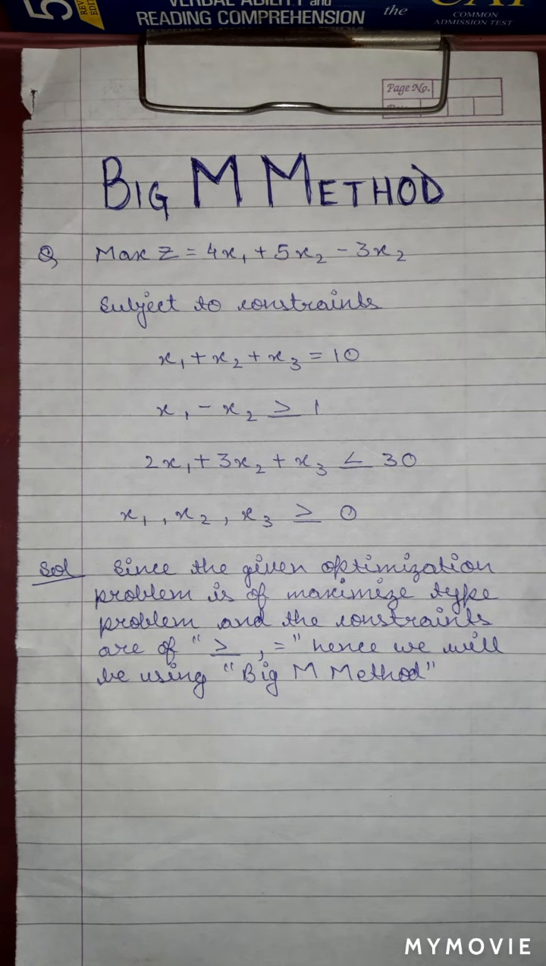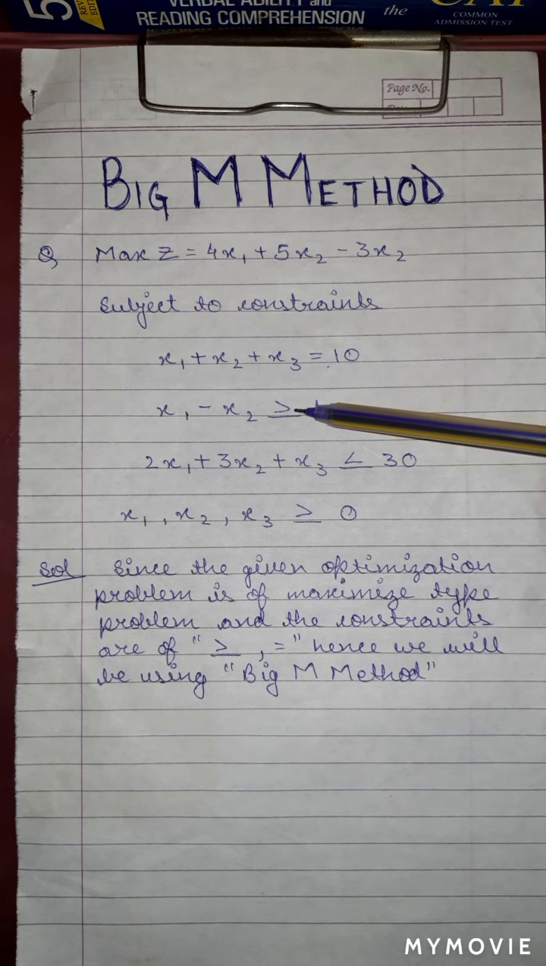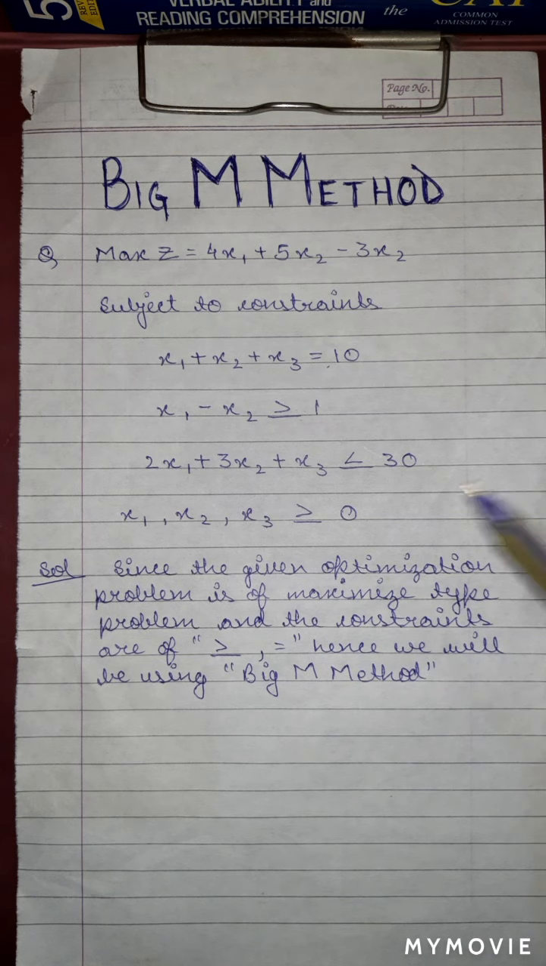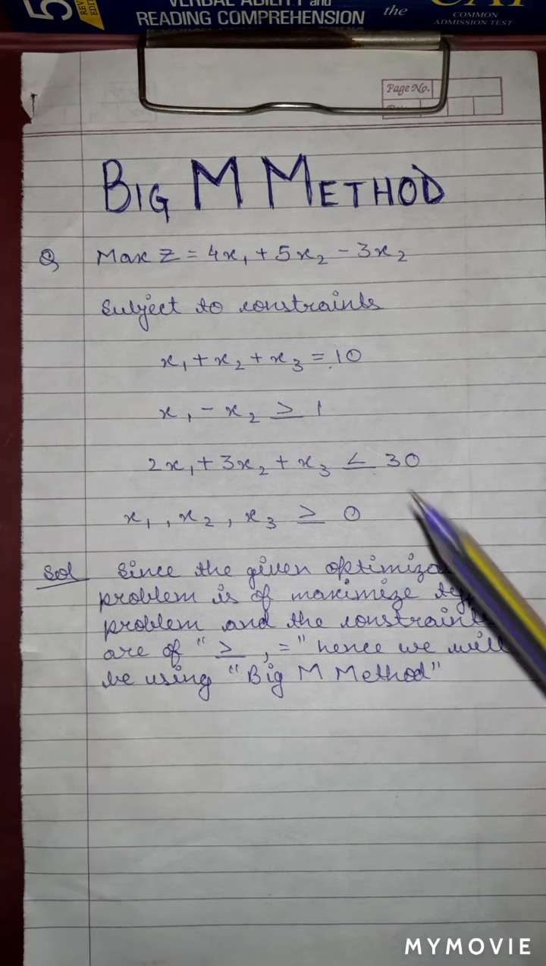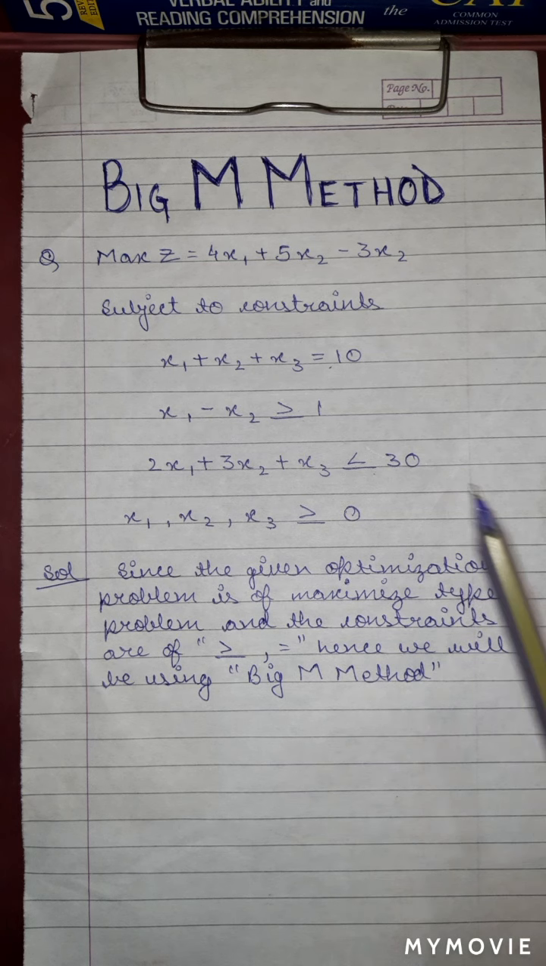Hello friends, we are going to learn big M method today. In the previous video, I have taught you simplex method. The difference between simplex method and big M method is that in big M method, we will be having equals to and greater than equal to sign, whereas in simplex method, we only have less than equal to sign in the subject to the constraints.